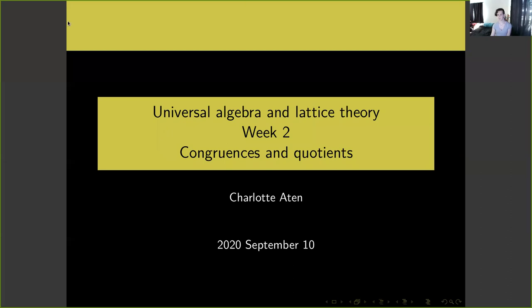So as always, let me bring up my slides and figure out where my annotation stuff has run off to and make sure that I have the right color, and we are all set.